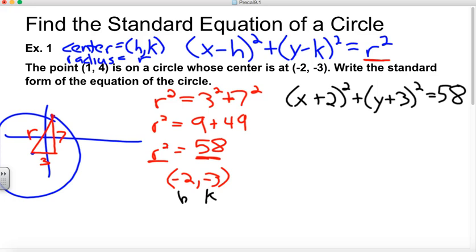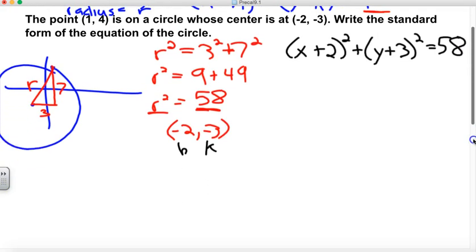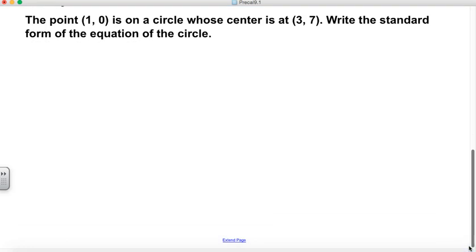But once I solve for r squared, I know I'm going to use r squared to write the equation, so there's no need to take the square root to find the radius, because we need the radius squared. All right, so there's our answer. That's the equation of that circle, and that's how you do it. So you guys try this one, and I'll go over it.